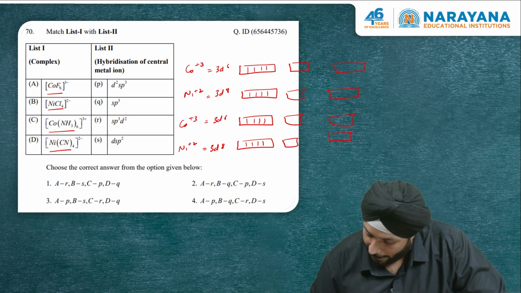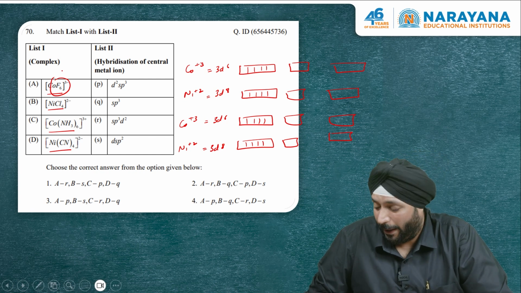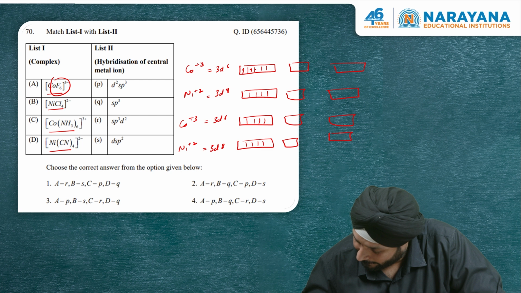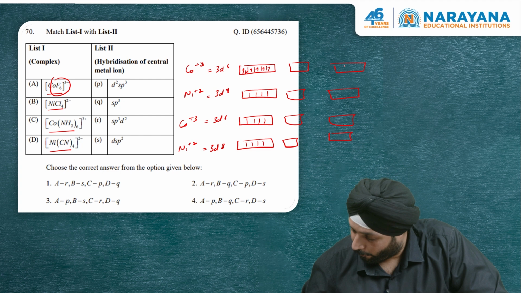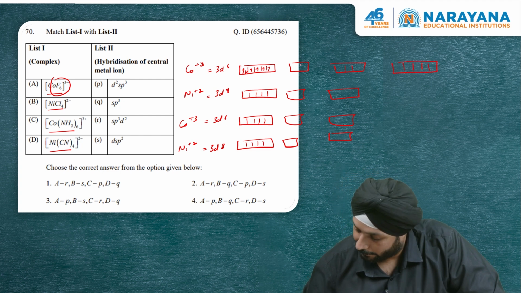Now here I have a fluoride which is a very weak field ligand, right? Fluoride is a very weak field ligand, pairing doesn't take place. So I'll write d6 as it is without any pairing. So pairing doesn't take place. The electron will go in the outermost orbitals, which is sp3d2.